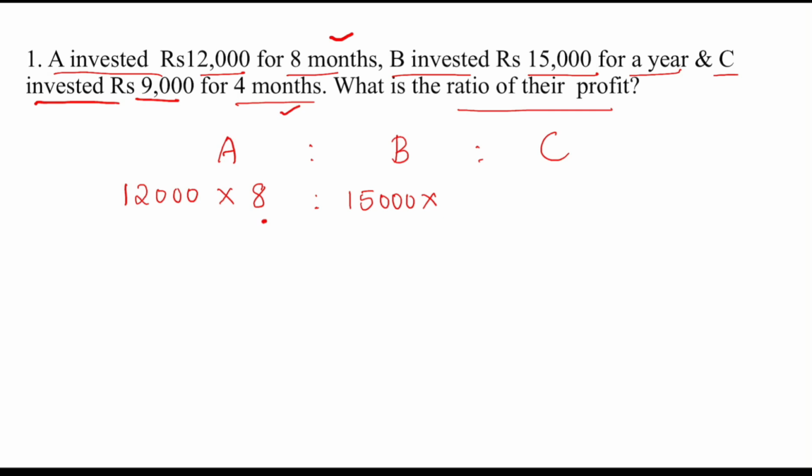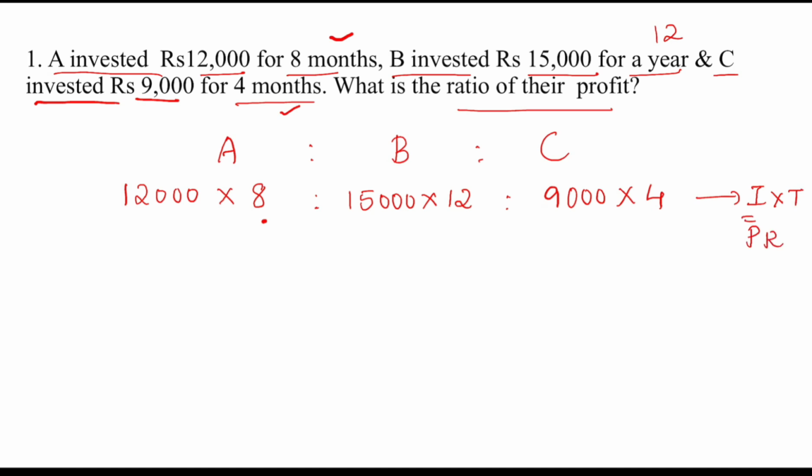Okay, then 15,000 into a year means how many? 12 months. So 15,000 for 12 months he is investing. Then C is investing 9,000 for how many months? 4 months. Okay, so this is the investment into time, which is nothing but the profit ratio.